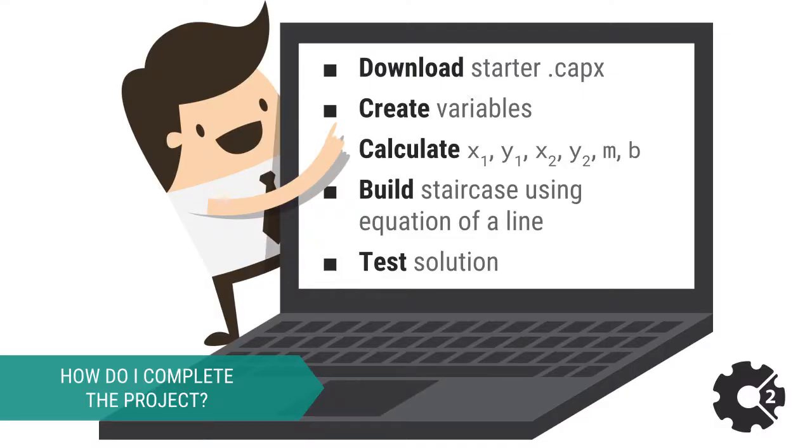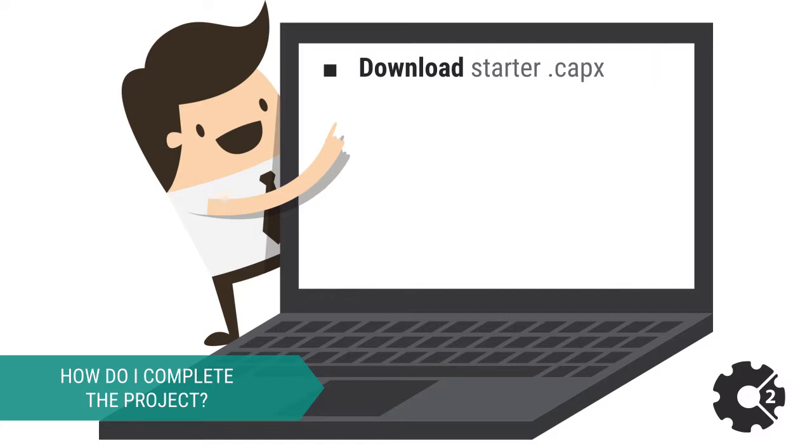Let's apply what we have learned. I will be providing you with a partially completed Construct2 project in the form of a CapEx file that you will be completing in order to experience these concepts in action. You're going to start by downloading the starter CapEx file. Then, you will be creating variables that will store the results of the calculations needed to dynamically build our staircase. Throughout the process, we will be thoroughly testing our solution, peeking behind the scenes at the events and actions we are coding. Start by downloading the starter project and opening it up in Construct2.